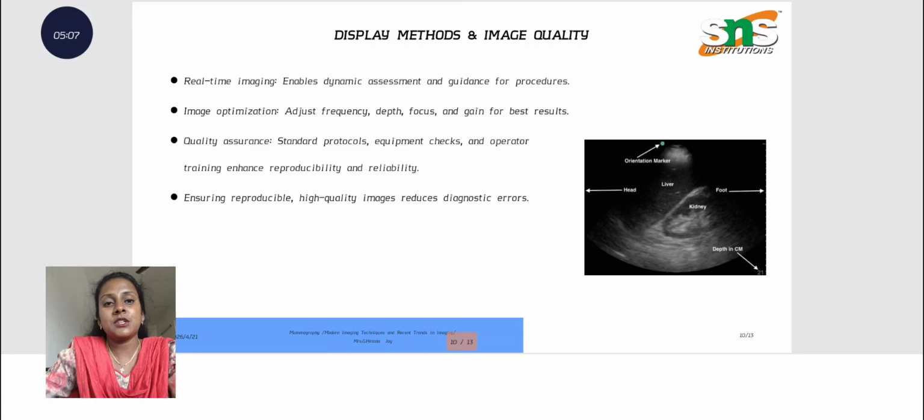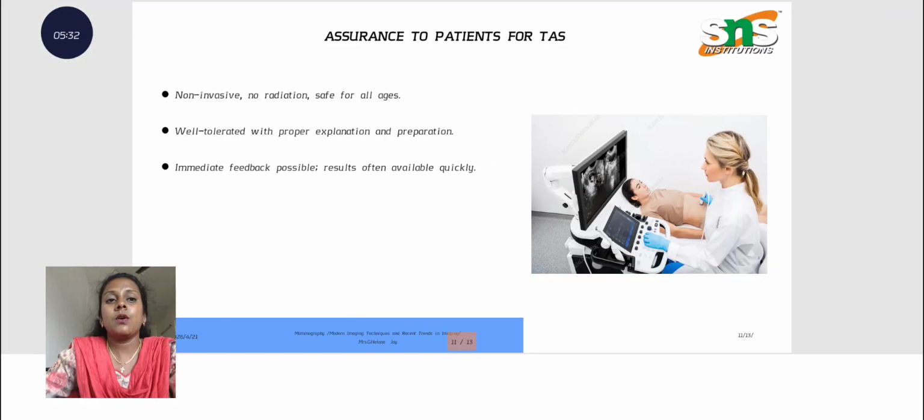Display methods and image quality: it gives real-time imaging, and the image will be optimized to gain better results. Quality assurance will be checked to enhance reproducibility and reliability. We have to ensure that high quality images are produced to reduce diagnostic errors.